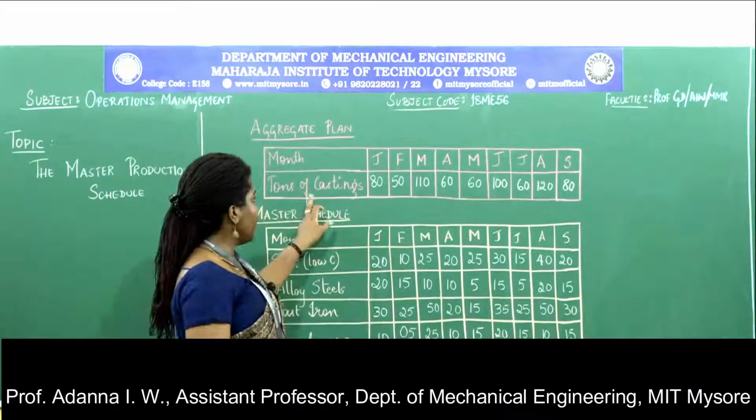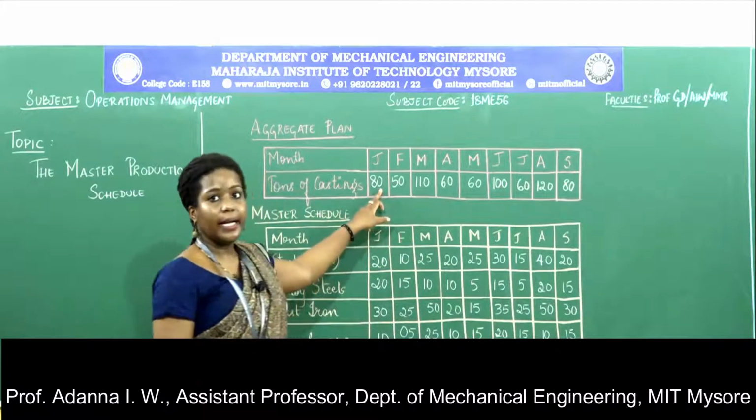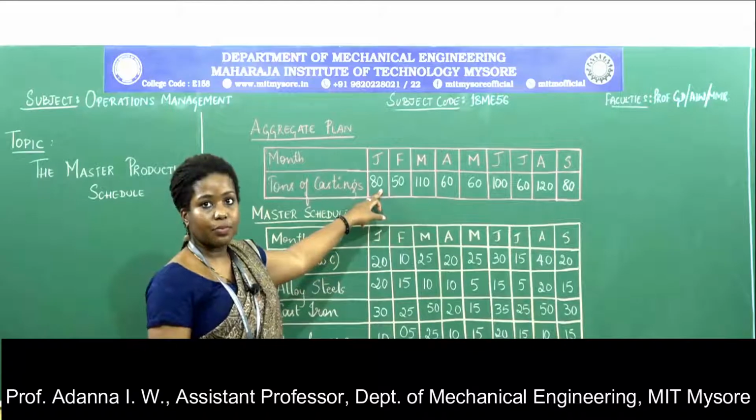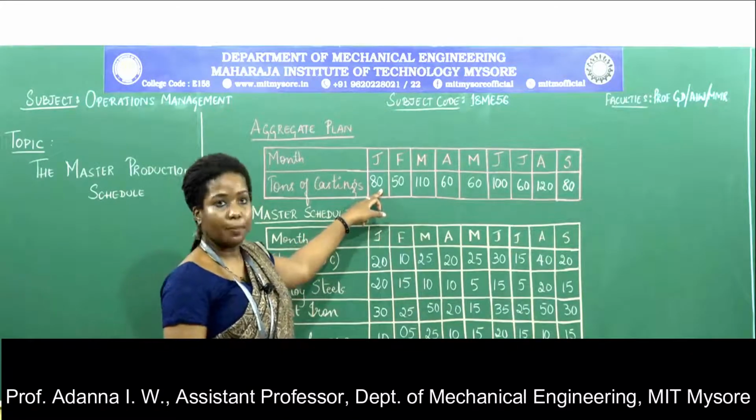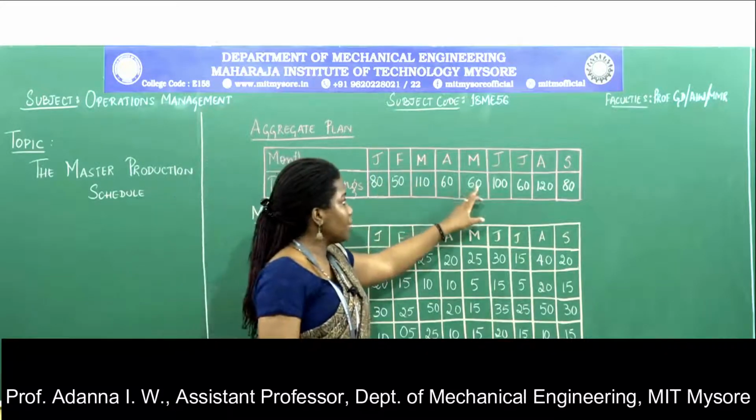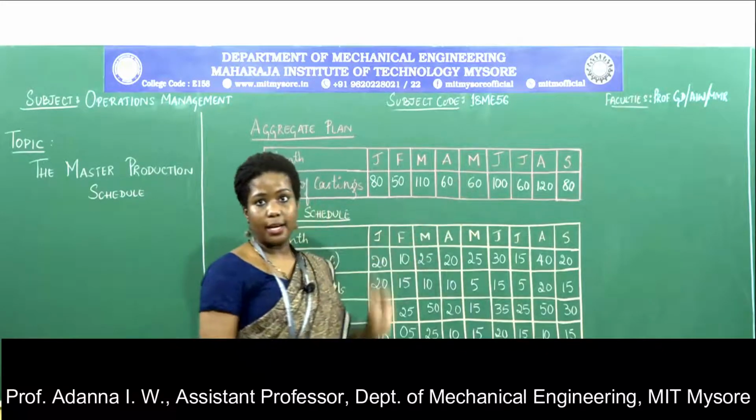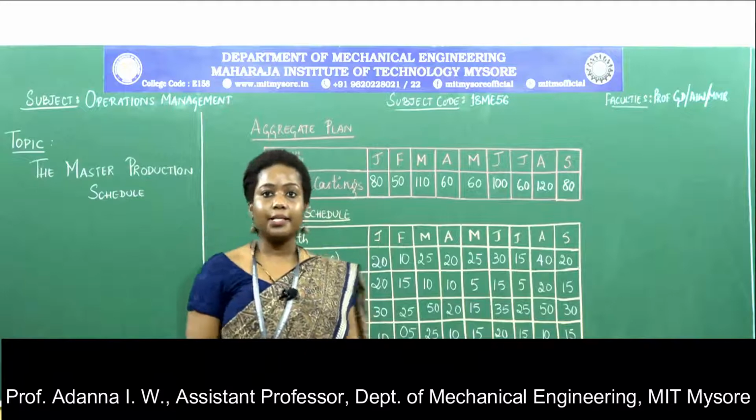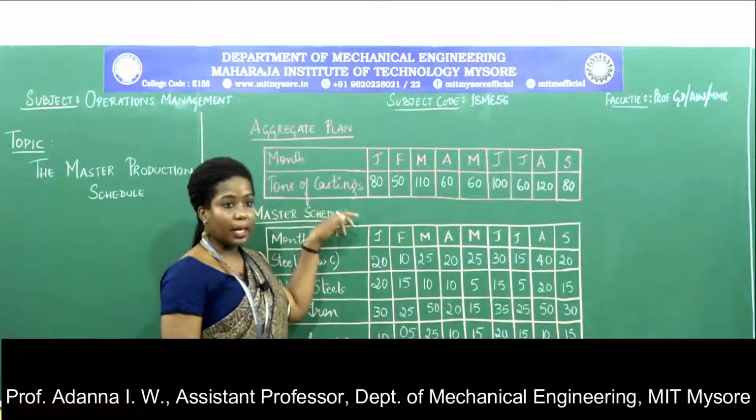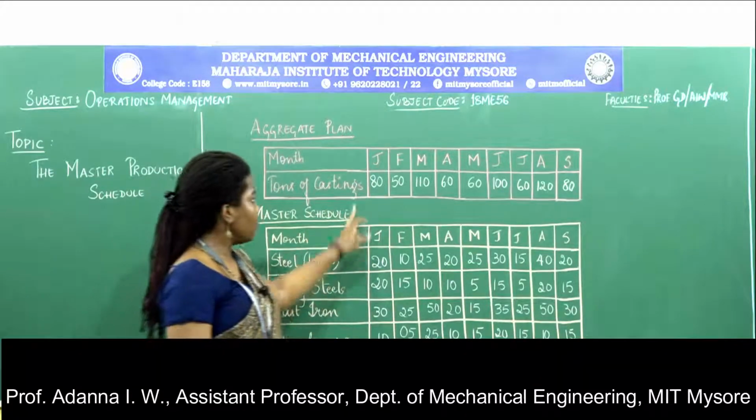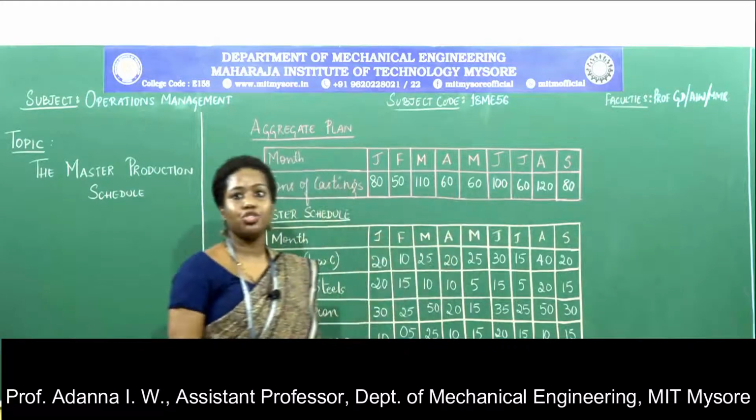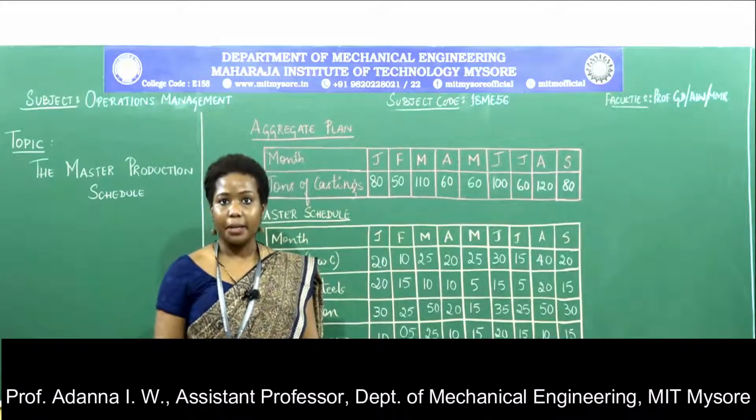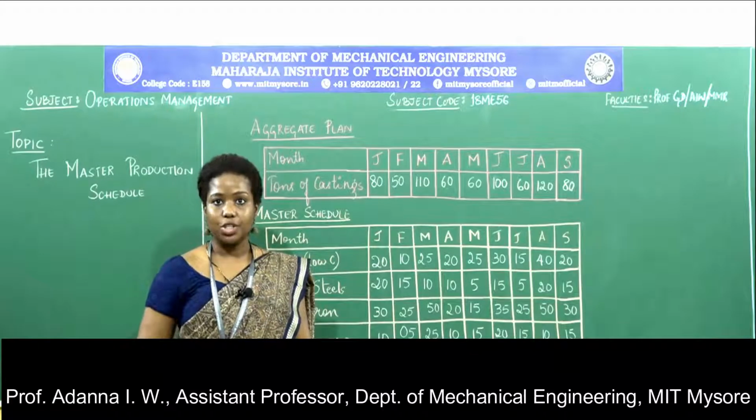So at the beginning of the month of January, 80 tons of casting have to be procured. At the beginning of the month of May, 60 tons have to be procured. In the month of August, 120 have to be procured. In the month of September, 80 have to be procured. So this simply means that at the beginning of each production time period, these many items should be available. This is the aggregate plan. It is not a master schedule.